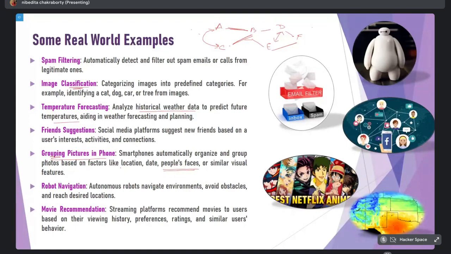Is this clear? The difference between grouping and classification? Okay, okay, fine. So robot navigation. Can you repeat once more?